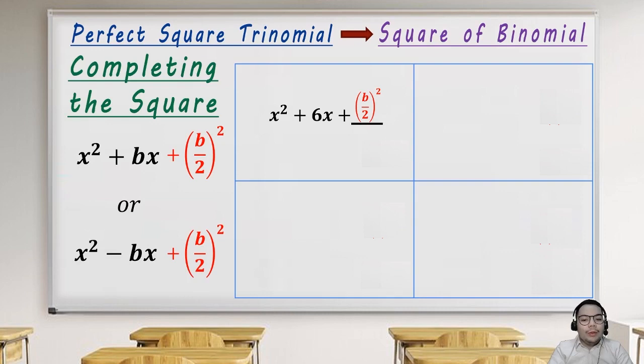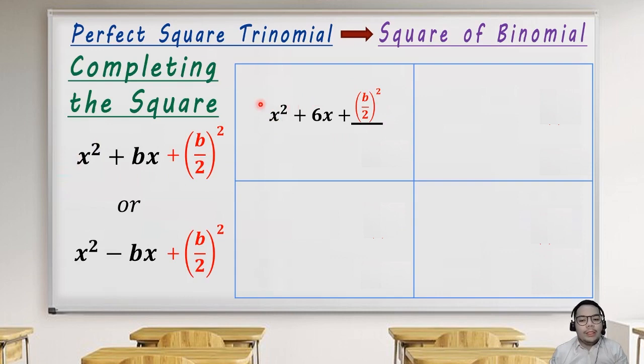So, what do we mean by that b? That b is the one in the middle, the one beside x, or our variable x. All we need to do is to follow this formula just to complete this form and make it a perfect square trinomial. So, what do we need to do?